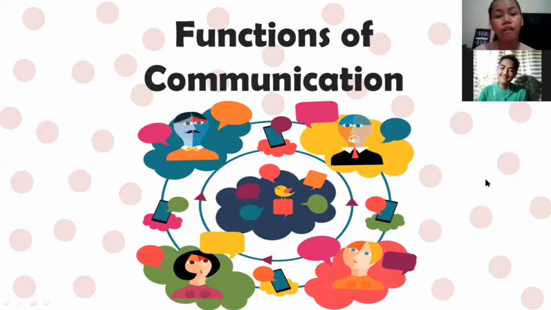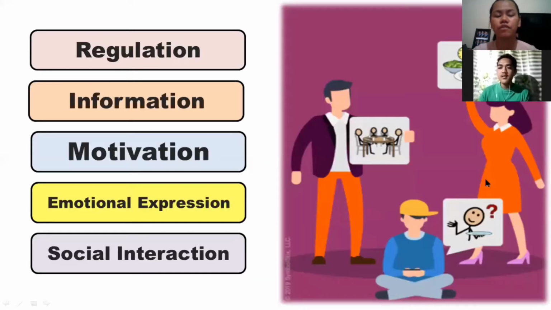So we're going to discuss functions of communication. When we say functions of communication, where do we actually use communication in real life? Saang mga parte o kailan natin usually ginagamit ang communication? We're going to discuss that later. So let's start with the first function, the functions of communication.